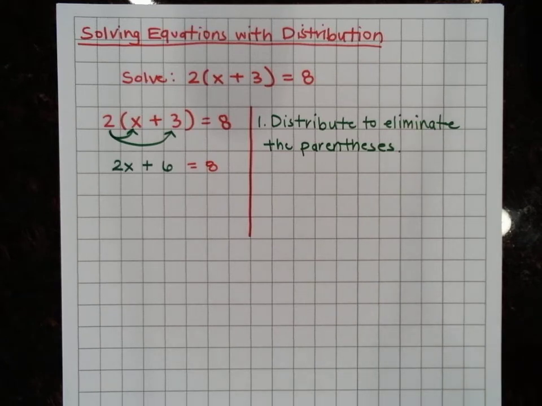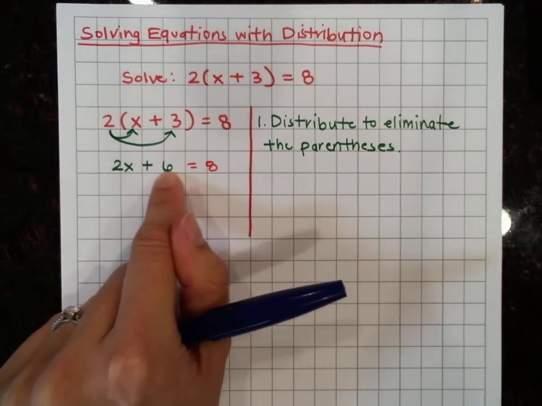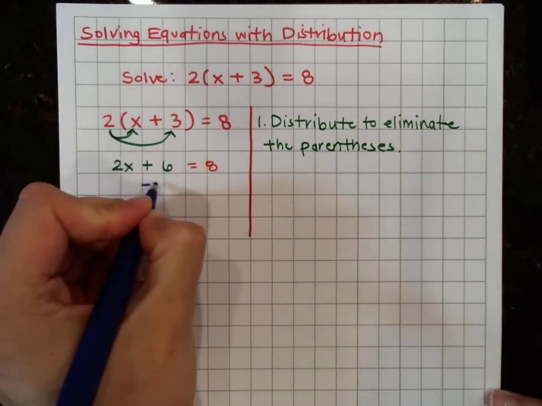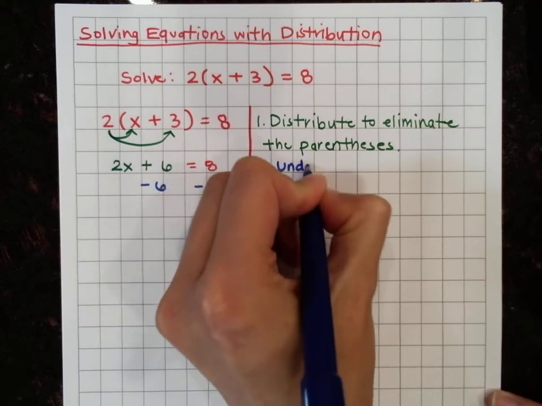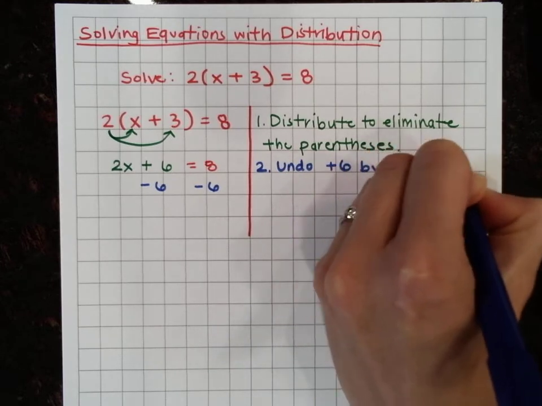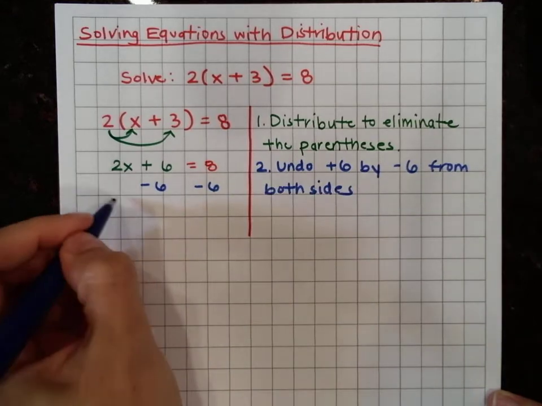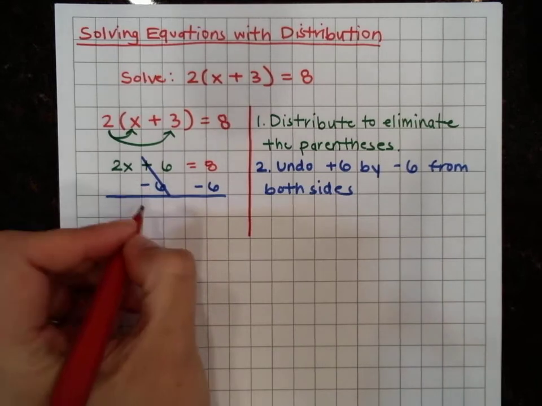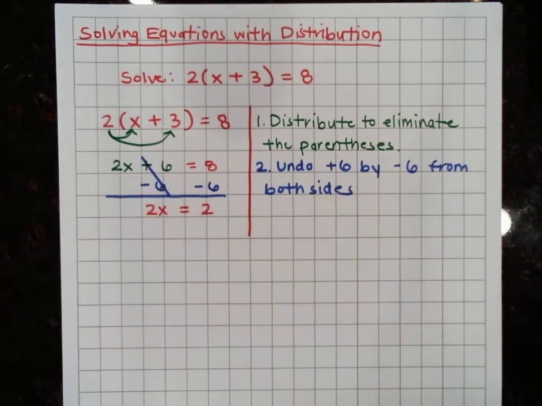So the next thing we're going to do is try to get x all by itself, so we need to get rid of this plus 6. We're going to use our inverse operations, so we need to subtract 6 from both sides. That's step 2: we undo our adding 6 by subtracting 6 from both sides. When we do that, that goes away, leaving us with just 2x on the left side equals 8 minus 6, which is 2, on the right side.